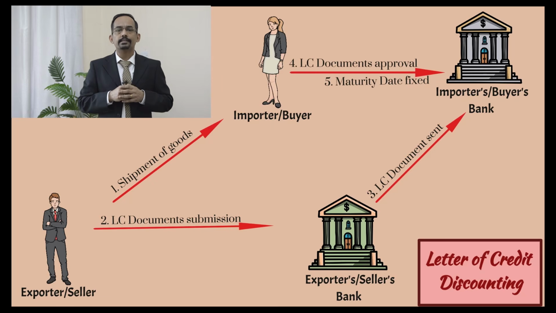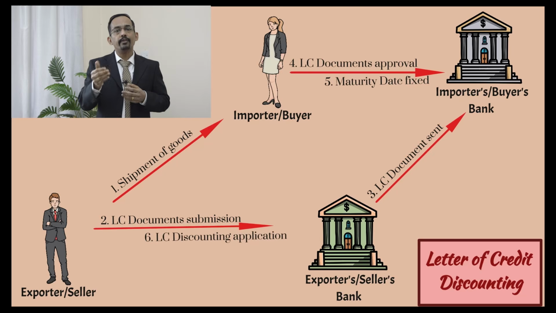In the normal course of the LC, the seller would receive the payment against these documents only on the maturity date. But in case he doesn't want to wait for the maturity date, he can receive the funds on a prior date through the process of LC discounting, for which he needs to submit a discounting application to his bank. On verification of the application and analysis of several factors including the legitimacy of the underlying trade transaction, the creditworthiness of the buyer and the buyer's bank, the risk associated with the transaction, etc., the application for discounting will be approved by the bank.